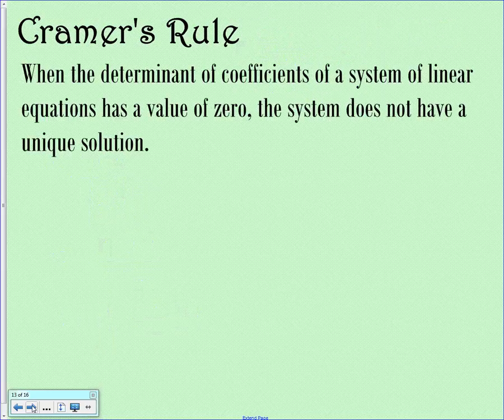So whenever the determinant of the coefficients of a system of linear equations has a value of 0, the system does not have a unique solution. So whenever you get your denominator equals 0, you do not have a unique solution. So this one you would just have no solution. Okay? So if your denominator equals 0, that means that you don't have a unique solution there.